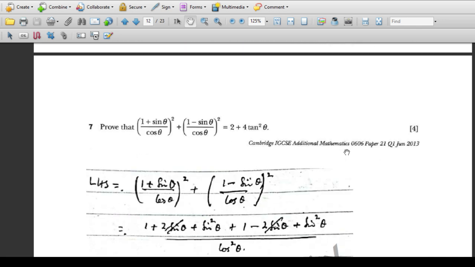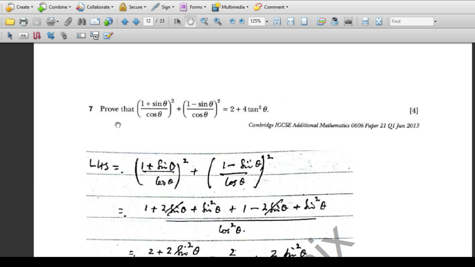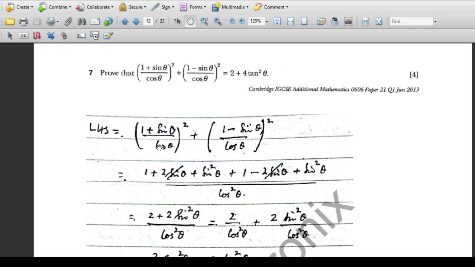Now question number 7, we have to prove that (1 plus sine theta upon cos theta) whole square plus (1 minus sine theta upon cos theta) whole square is equal to 2 plus 4 tangent square theta. So taking the left hand side, we will prove that this left hand side is equal to the right hand side.